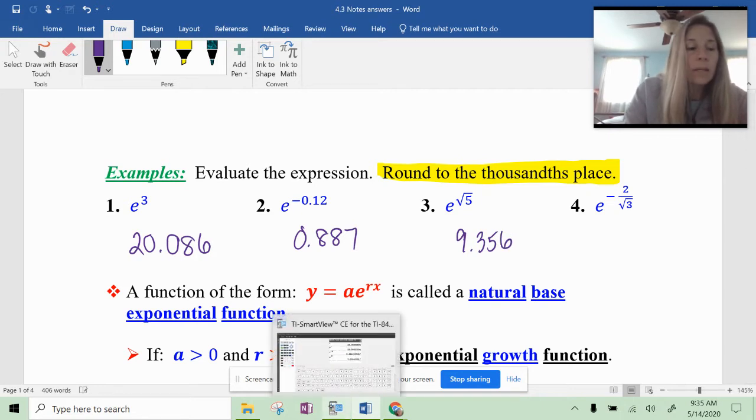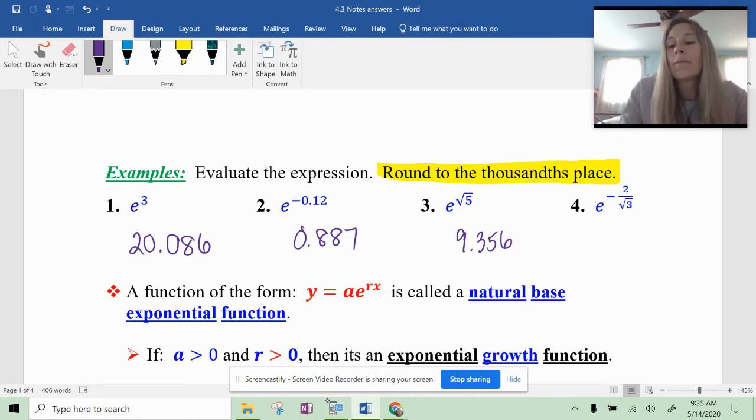And then finally, I'm going to do my e raised to the -2 over square root of 3. Now be careful on this one. You definitely want to put parentheses around that. And on some of the older calculators, when you do a square root, it's going to put a parenthesis there, so you're going to have to close that as well. My calculator and the newer ones, you don't need to do that, but the older ones you will.